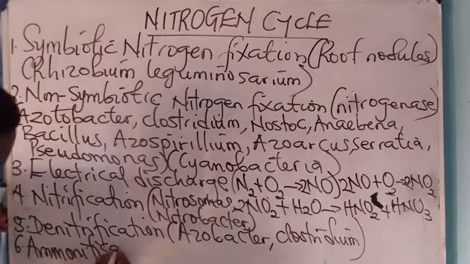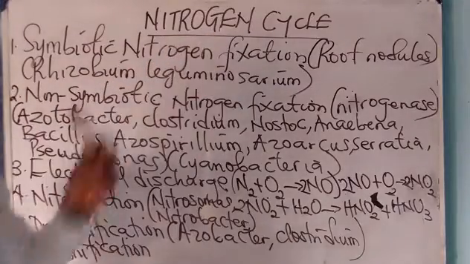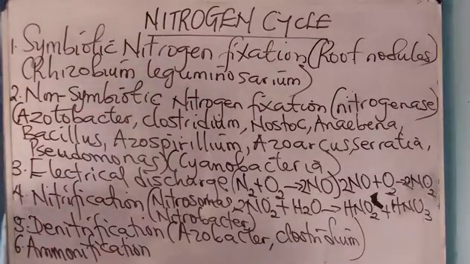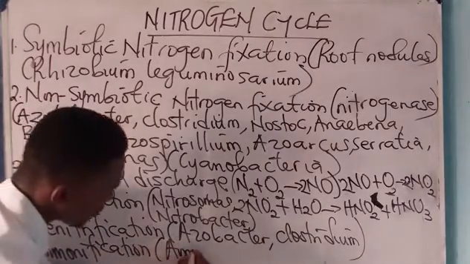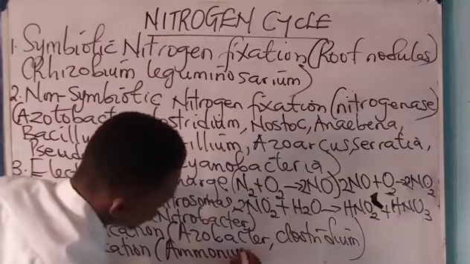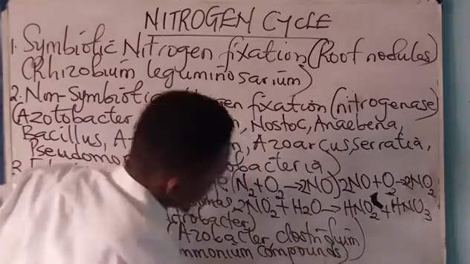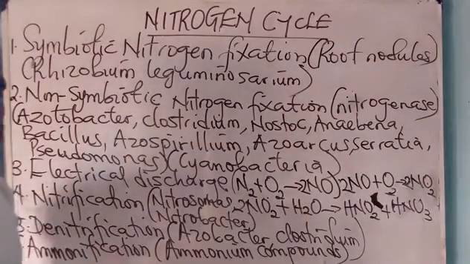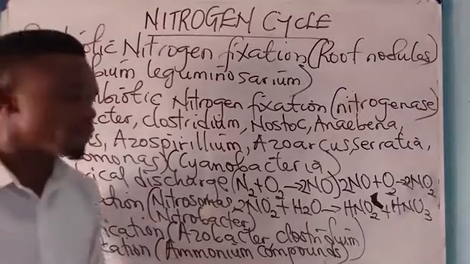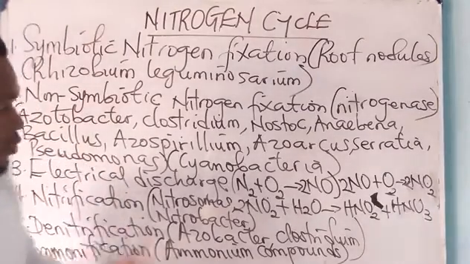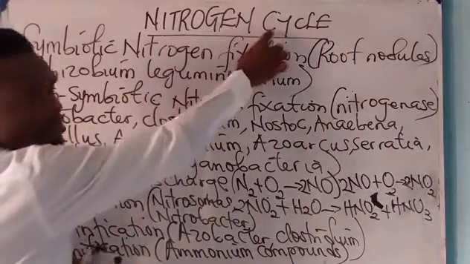The 6th one, you have ammonification. These are different terms associated with what? Nitrogen cycle. Ammonification is a phenomenon characterized by the formation of ammonium compounds. The formation of what? Ammonium compounds from dead and decaying organic matter such as plants and animals. And they are also formed from urine and what? Feces. So please, these are different terms associated with the nitrogen cycle.